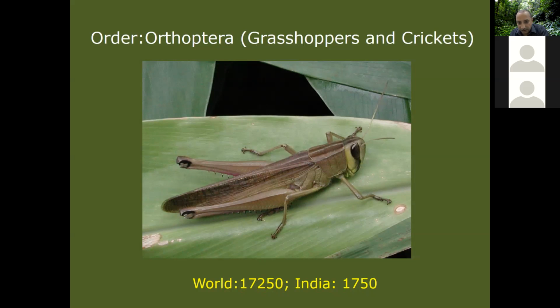Crickets are mostly nocturnal, and they are dorsoventrally flattened, not laterally flattened. They are night insects, and they are the ones that make sound at night. They have longer antennae. Most crickets feed on detritus. They don't feed on fresh vegetation, they feed on decaying organic matter. So this is the basic difference between grasshoppers and crickets.